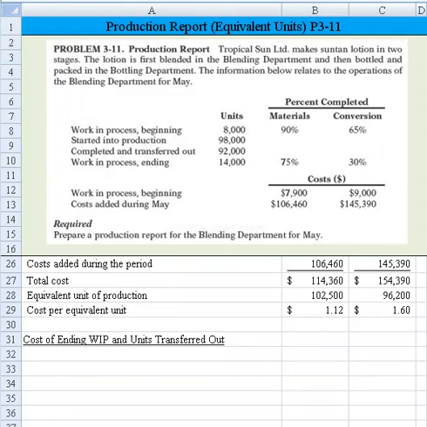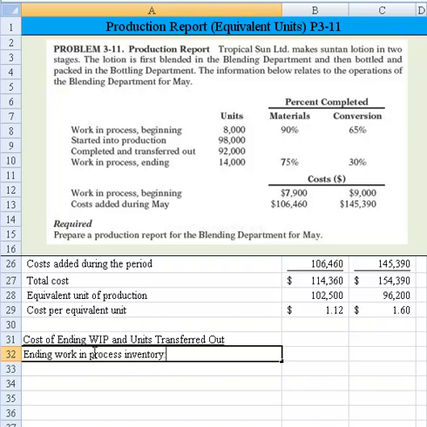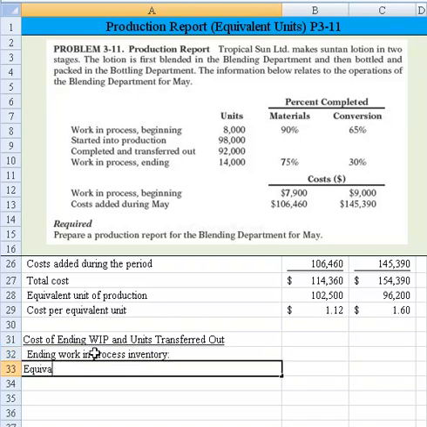Okay, now I've split the screen so we can still see the information up top, and down below we can continue to work on this. So the next step is to determine the cost of ending work in process and units transferred out. If we drop in the ending work in process inventory, we would need to come up with the equivalent units of production.